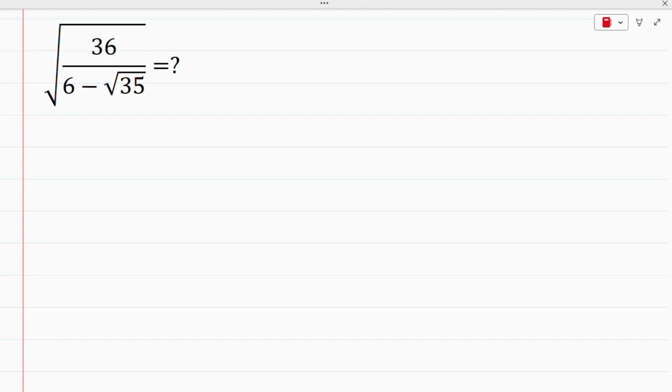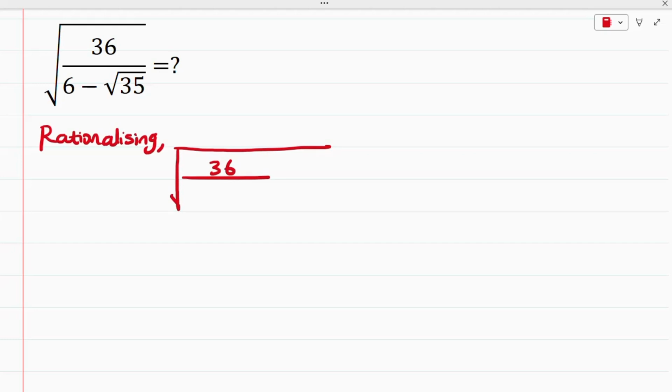Right here we have this nice Olympiad radical problem and we want to simply solve this. The first thing you want to do right now is to simply rationalize. So rationalizing, we have the square root of 36 divided by 6 minus the root of 35. So we're going to rationalize this, so we're going to multiply by 6 plus the square root of 35 over 6 plus the square root of 35.